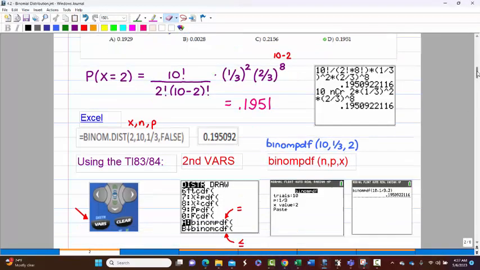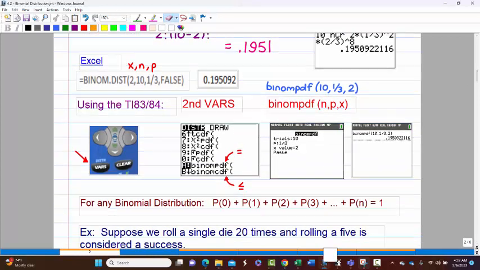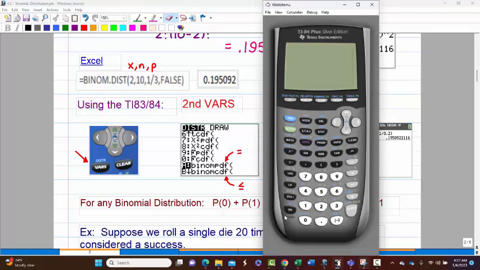In the calculator, you hit second, and then the vars button right here, because right above the vars in blue is the DISTR you see right there. So you hit second, vars, and it brings up the DISTR. We scroll down. Now, similar to Excel, they have a function here that does it for one value of X, and then they have it for doing less than or equal to that X.